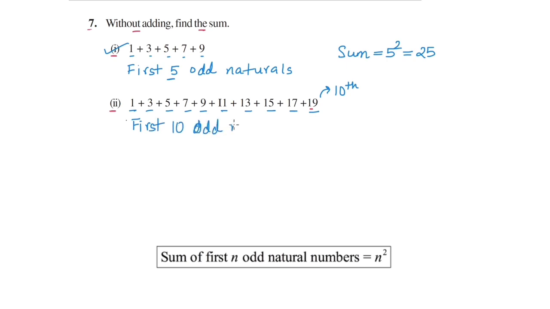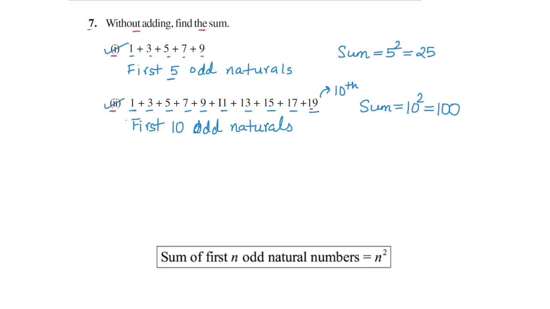Now if we need to find the sum of this, what will be the concept? We use the concept of n square. That will be 10 square, so it will be 100, as 10 square gives you 100. In this way we find the sum of the first 10 odd natural numbers.